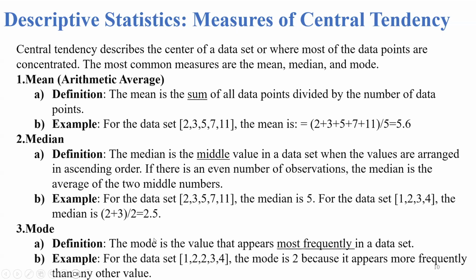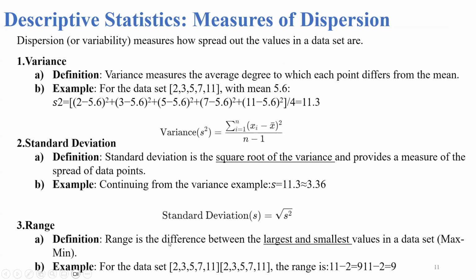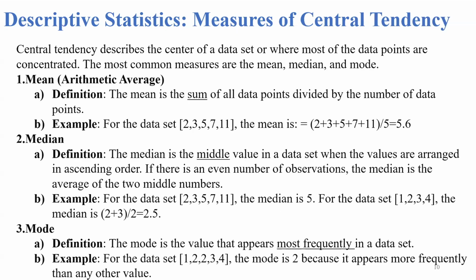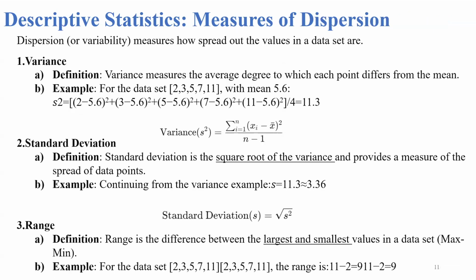Now mode is interesting because it's basically the most frequent data. So if you have 1, 2, 2, 3, 4, the mode is 2 because it appears more frequently. Now that was the measure of central tendency. Now let's move to measure of dispersion.